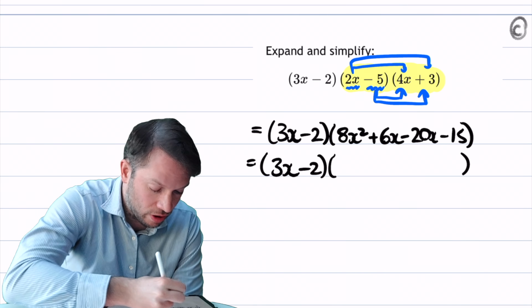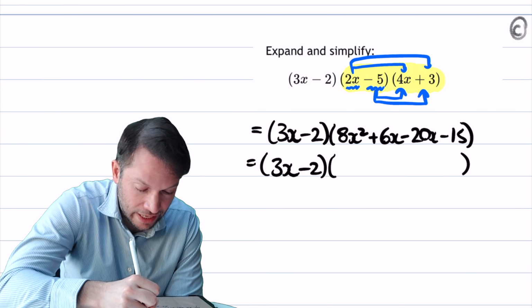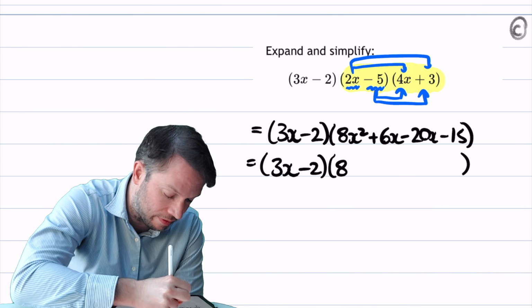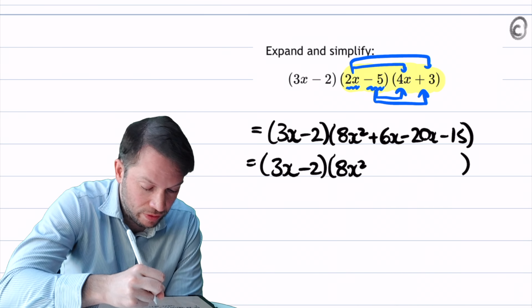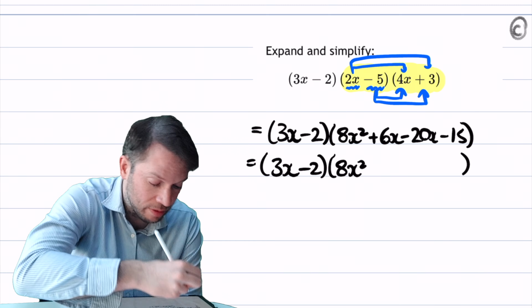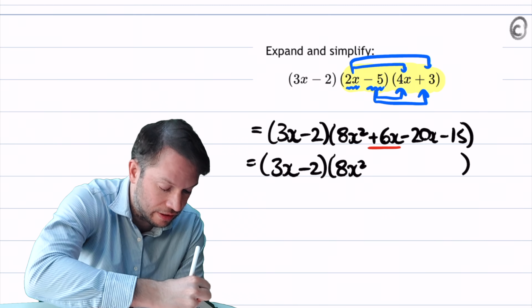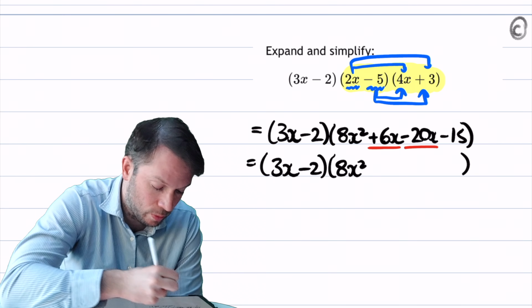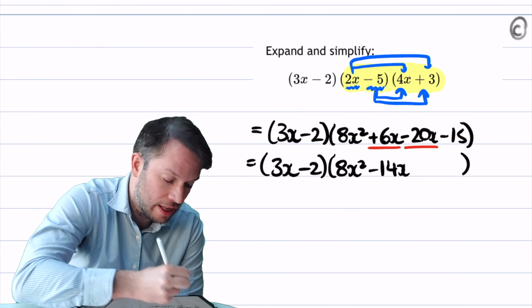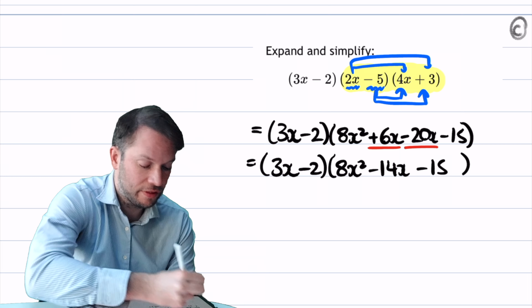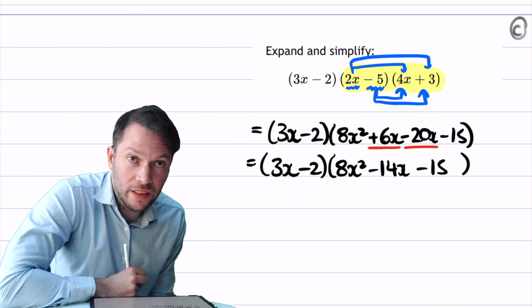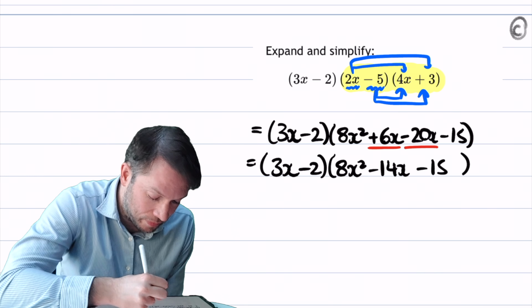Now, we've only got a single x squared term here, the 8x squared. There's no other x squared terms. I'm going to leave that as it is. But we've got a few x terms without a power. So we've got plus 6 lots of x minus 20 lots of x, which is minus 14 lots of x. And then we've also got that minus 15 there. So we've expanded and simplified the second times the third bracket.